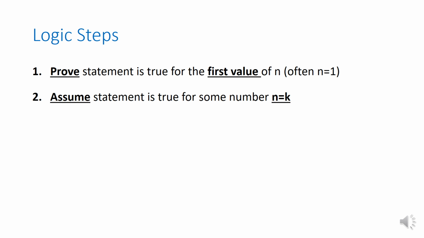The second step is to make an assumption, something we're going to say is true without proof. So step two is to assume the statement is true for some number n equals k. So we use the letter k instead of n.